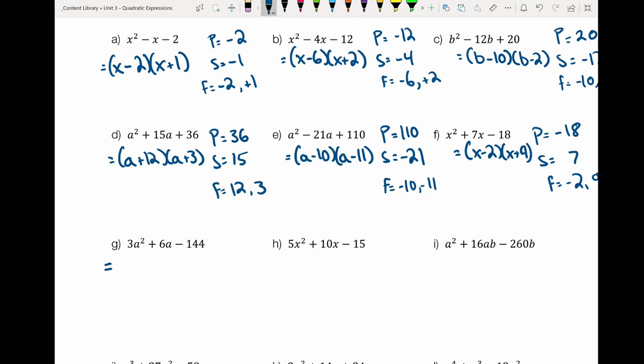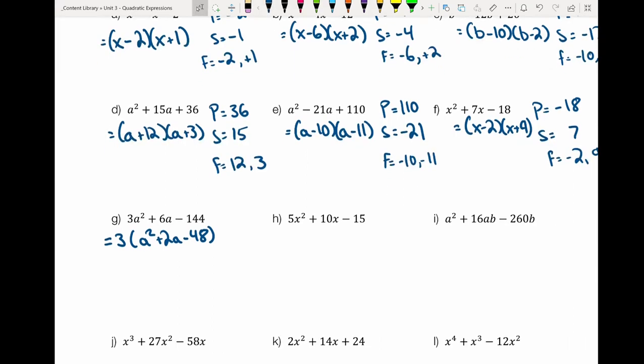And what we should find is that there is no variable that's common throughout, but there is a number that's common throughout. And the largest number that divides nicely into all of these happens to be 3. So I can take the common factor of 3 out, and then in this case we have a squared plus 2a minus 48.